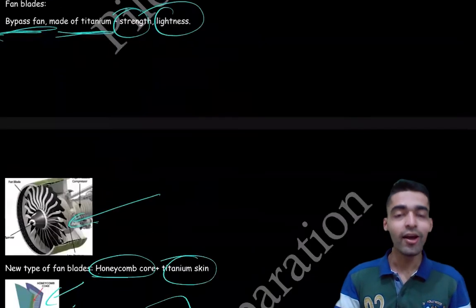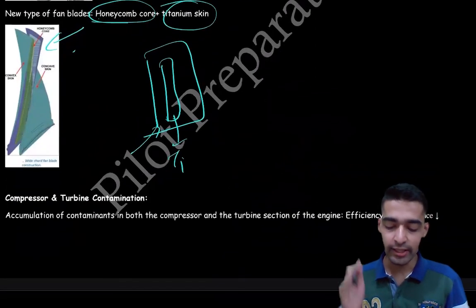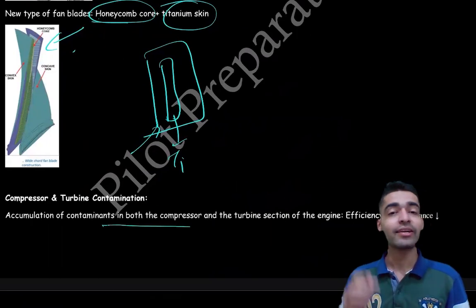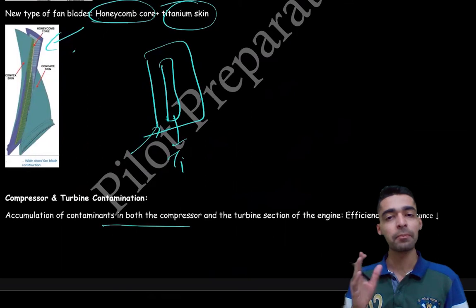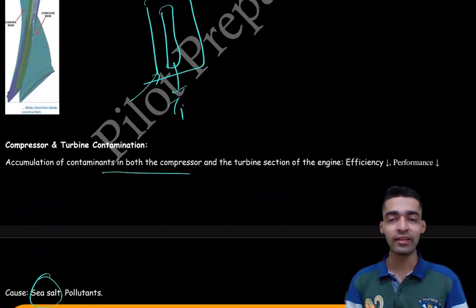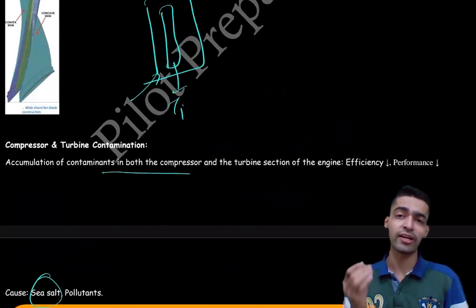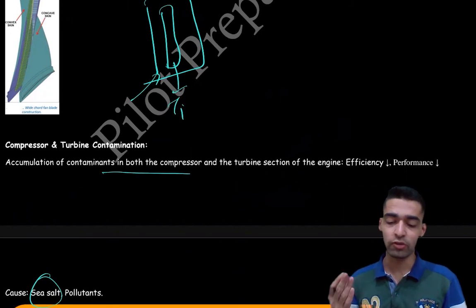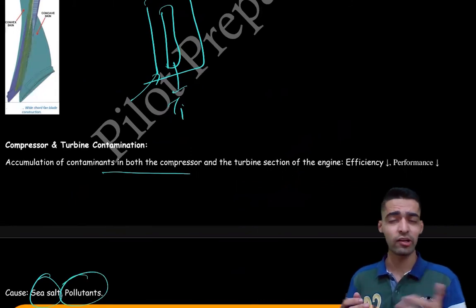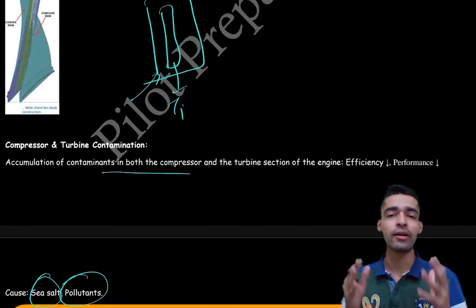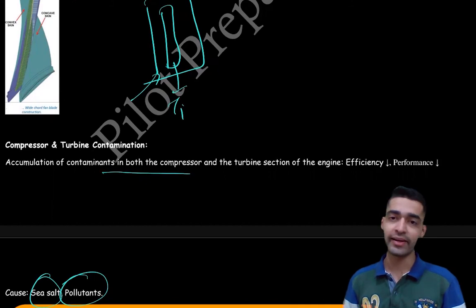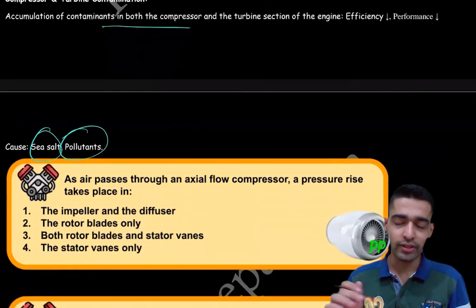Now let's come to the last part, that is compressor and turbine contamination. Accumulation of contaminants in both the compressor and turbine sections of the engine decreases the efficiency of the overall engine and decreases the performance of the engine as well. What could be the cause? The cause could be sea salt. When you're traveling over the seaways, the sea salt will accumulate on the compressor blades and the turbine blades, and that could hamper the overall performance. And sometimes pollution, that means nitrous oxide in the air and some other dirt and pollutants, can also harm the turbine blades and the compressor blades.